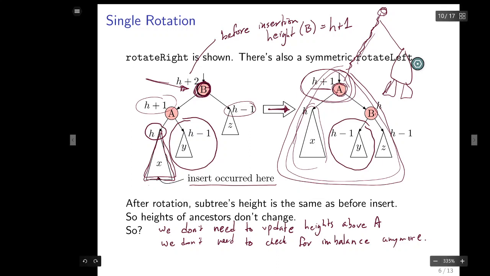If the insertion occurs here, could it be that that causes imbalance here, or here, or here? Where could the imbalance occur? Remember, imbalance is a function of height. So if heights don't change, the balance property doesn't change. So where do the heights change when I insert a node into this tree? Where are the only places that it could possibly change?